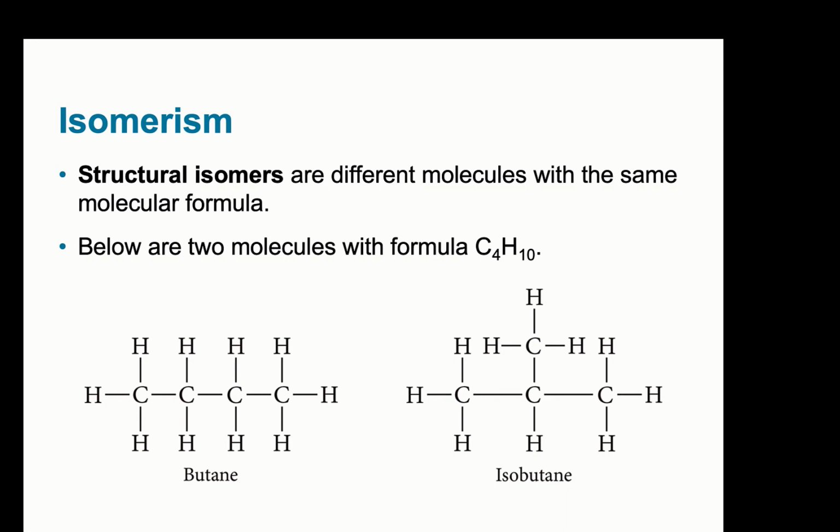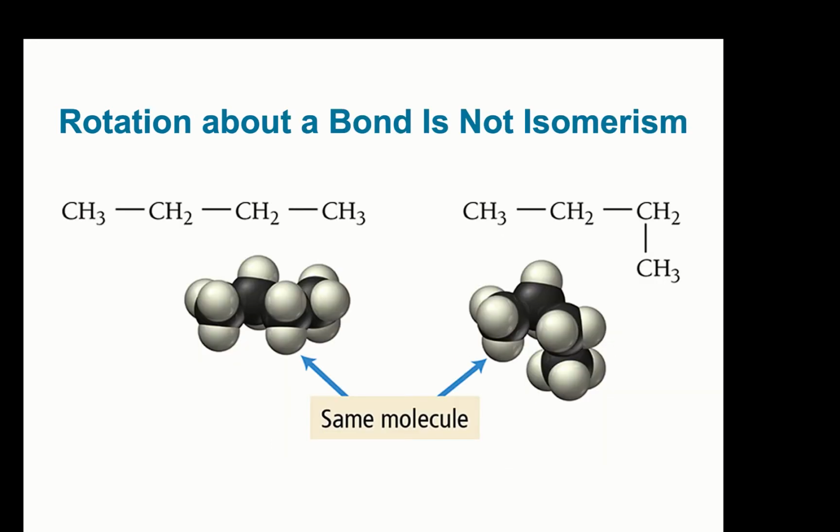So that's a different molecule, or two different molecules, and they have different physical properties, even though they have the same number of carbon and hydrogen atoms. They have different connectivities. And rotation is not isomerism. So showing these two molecules here, these are both normal butane, butane being four carbons. And it just shows that on the right, you're just kind of moving the carbon over.